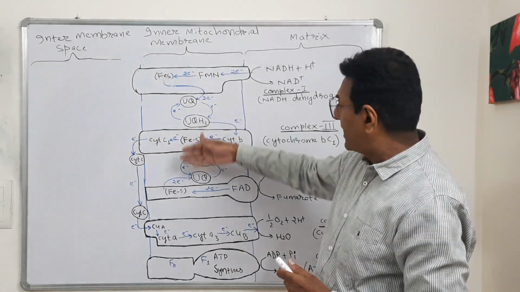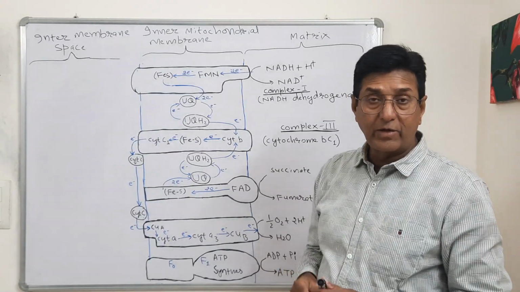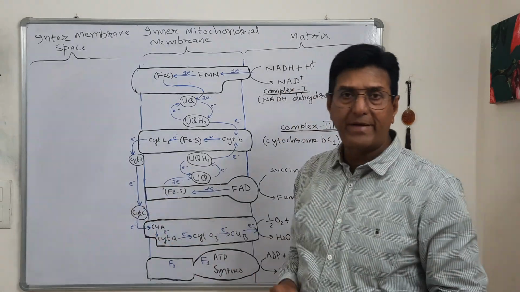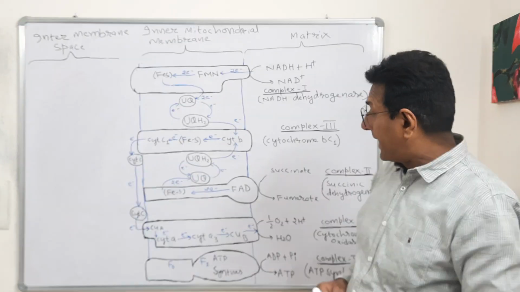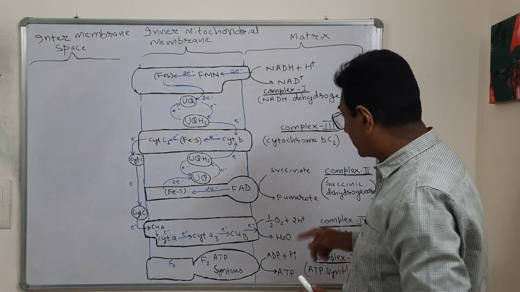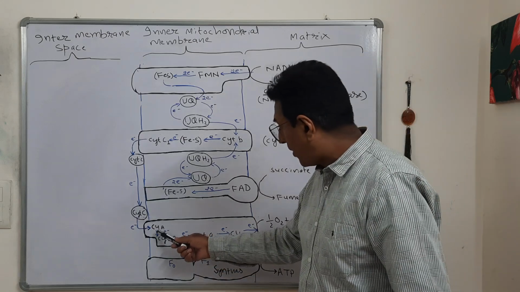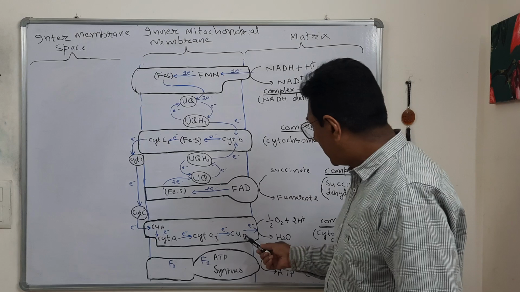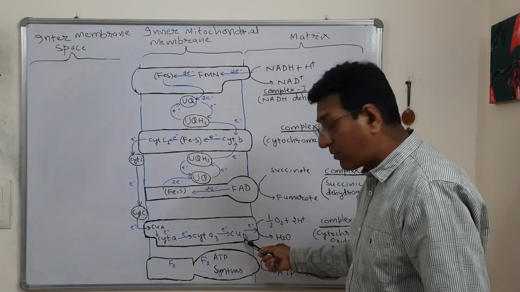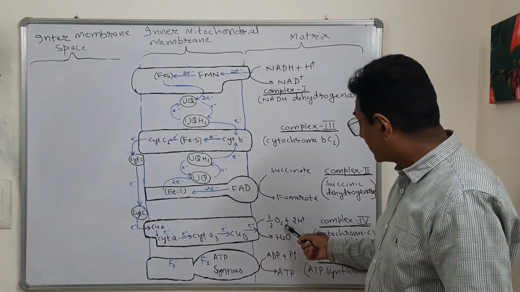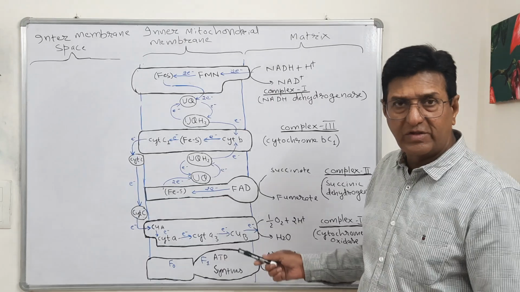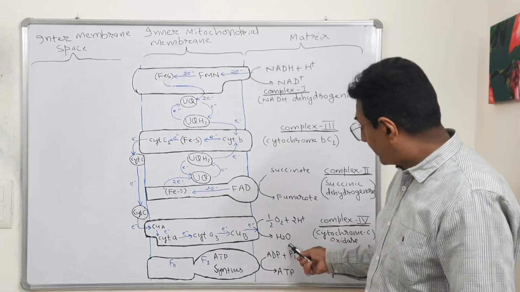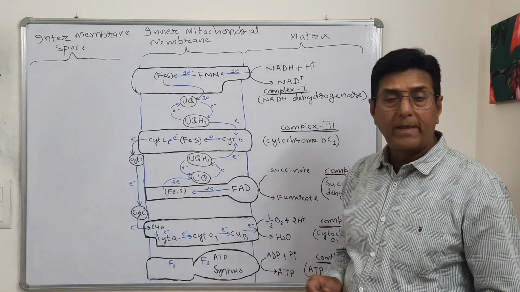Ubiquinol is present in the inner membrane, but cytochrome C is present on the outer surface of the inner membrane. In complex fourth the electron moves from copper A molecule to cytochrome A to cytochrome A3 and to copper molecule B and finally to oxygen, and this ionized oxygen combines with two protons and it produces a water molecule.